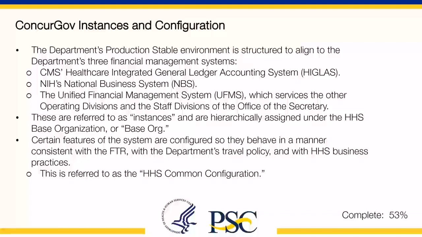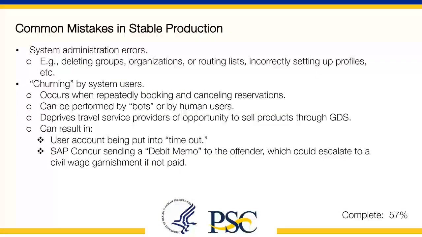Certain features of the system are configured so they behave in a manner consistent with the FTR, with the department's travel policy, and with HHS business practices. This is referred to as the HHS Common Configuration. System administration errors. For example, deleting groups, organizations, or routing lists, incorrectly setting up profiles, etc.